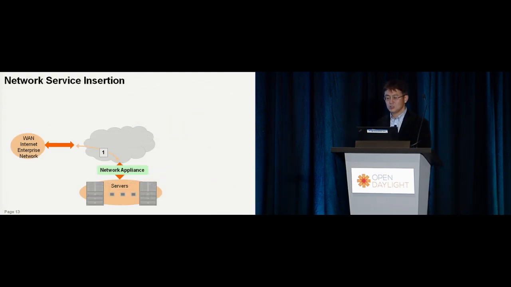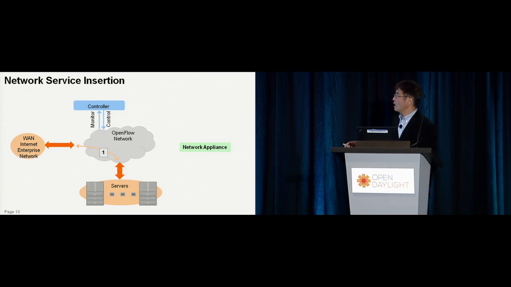As a use case, we can provide network service insertion or service chaining. Again, we have servers here. Today we have to allocate the network appliance in front of the server farms. Then we have a network, and traffic from outside is accessing these servers. However, based on the VTN's programmability, you can allocate a network appliance at any place in the data center.